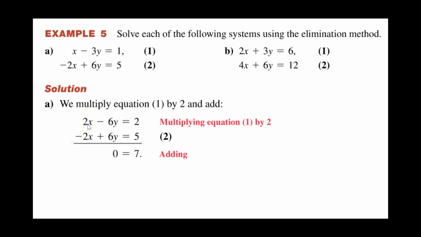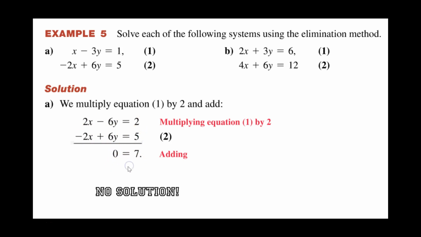As you can see here, that gives us 2x minus 6y equals 2. The 2x's cancel out, but look at what happens to the y's in this case: -6 and a positive 6. When we add both of them together, and when you're doing the elimination method, it's always best to add the equations. This goes away, leaving me with 0. Add these two together, I get 7.